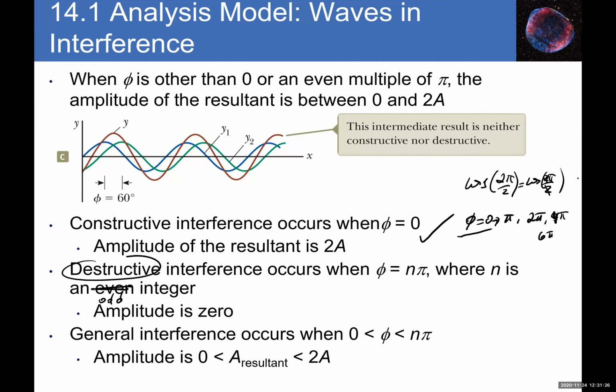Okay. So the general interference occurs basically where phi is between 0 and greater than 0 or less than n times pi. And amplitude then goes between those two, right? That means for destructive interference, you get 0 amplitude. For the constructive, you get 2 pi. But obviously you can get somewhere in between as well, right?